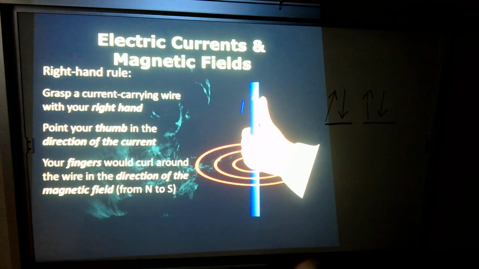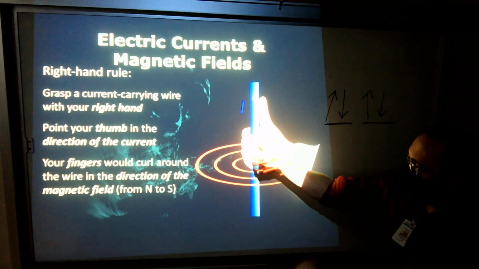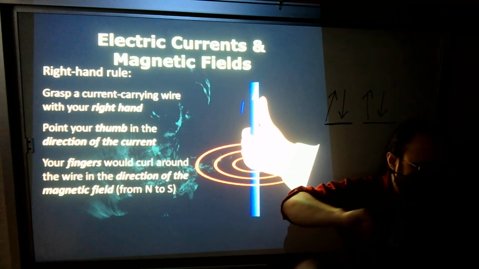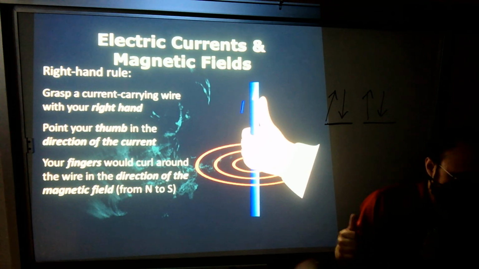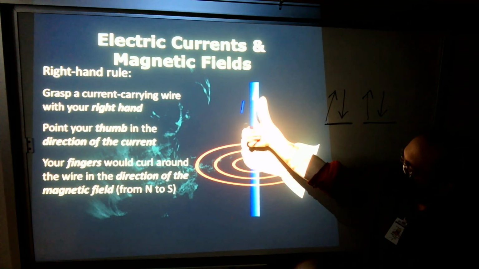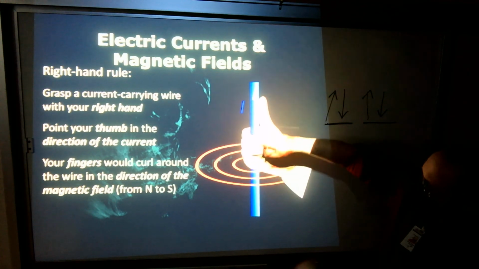All right, so this is called the right-hand rule. If you put your thumb in the direction the electricity is going, so if you're grasping the cord that's coming away from the wall, make sure it's insulated so you don't electrocute yourself. Point your thumb in the direction of that cord, and your fingers will show the direction of the magnetic field around it. In this case, it'll go that way.